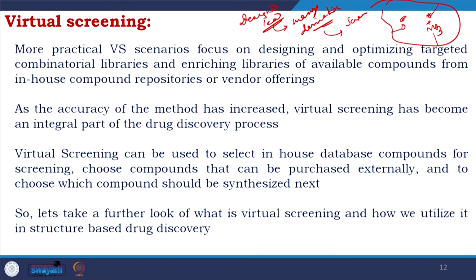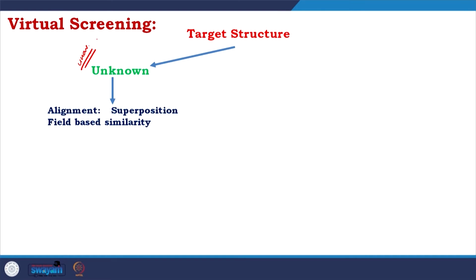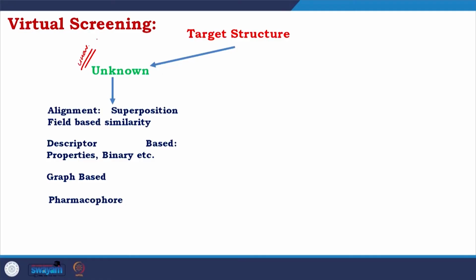So, now we will take a look at virtual screening and how we could utilize it in structure based drug discovery. As I told, in structure based drug discovery there is a target structure, but we will mix. Virtual screening is also possible where the structure is unavailable, like alignment, which is superposition, field based similarity. Descriptor based, we have already talked about descriptors while talking about QSAR. Graph based, we talked about graph theory. We have a binding site, we get the points and then we connect them, we get the pattern, and that is where graph theory works. Pharmacophore, we have already talked about a lot, and shape based.